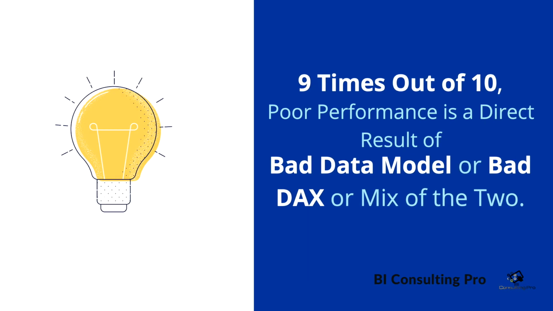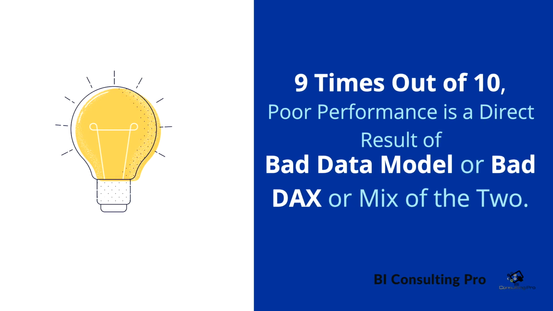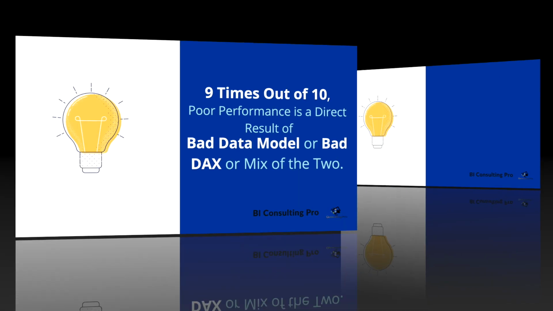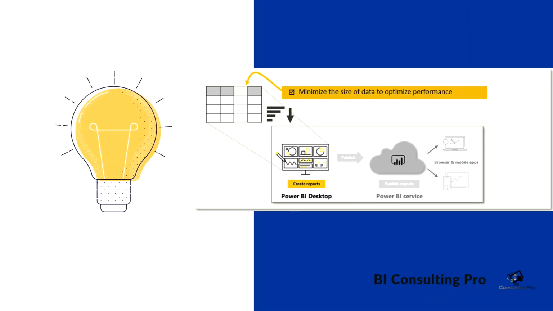You should always remember that 9 times out of 10, poor performance is a direct result of a bad data model or bad DAX or a mix of the two. In my previous videos, I always asked you to spend 70% of your time on data modeling, because data modeling is the base of any reporting system. Now, how to get maximum performance from a data model? The main idea is that you have to minimize the size of the data to optimize your performance.